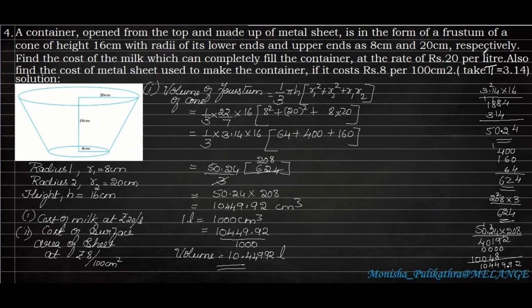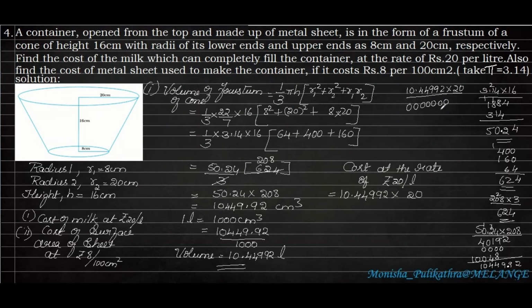The cost of 1 liter of milk is 20 rupees. Then we need to find out the cost of 10.44 liters of milk. So the cost at the rate of rupees 20 per liter is 10.44992 into 20. We have to multiply this into 20, so I'll be multiplying it separately. 10.44992 into 20. Here 0 into 0 is 0 itself.